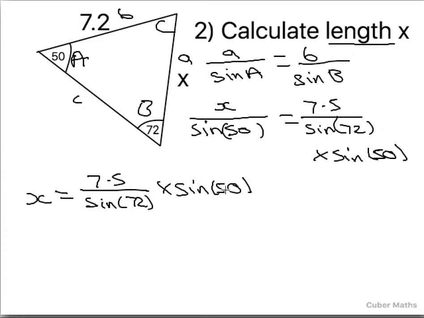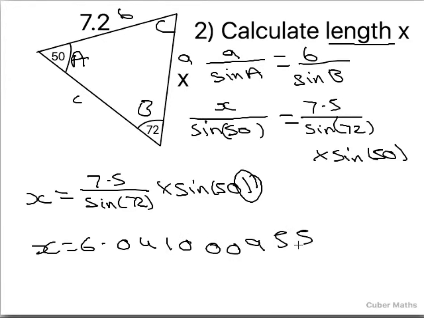And now when you're typing this in on a calculator, you need to make sure you close your brackets at the end of sine, like I've done here, or it will come out with a syntax error. So if we put that in on a calculator, x is equal to 6.041000955, which we can round to three significant figures as 6.04.